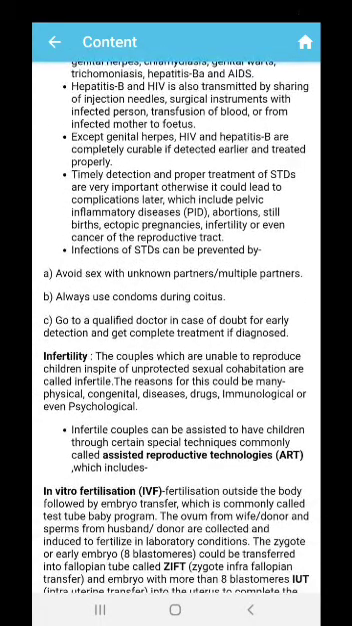How can you prevent STDs? Avoid sex with unknown partners or multiple partners. Always use contraceptive methods, which is condoms, the barrier method. Other methods are not effective against STDs.